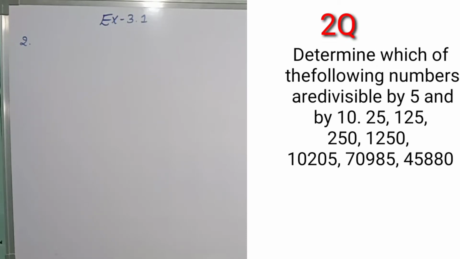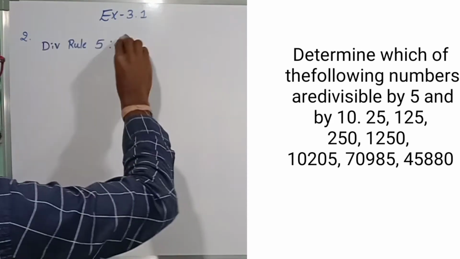Now I am going to explain exercise 3.1, in the second bit. Determine which of the following numbers are divisible by 5 and 10. Some numbers are given here: 25, 125, 250, 1250, 10,205, 70,985, 45,880. In the last line it says: check whether the numbers that are divisible by 10 are also divisible by 2 and 5. This is your question.